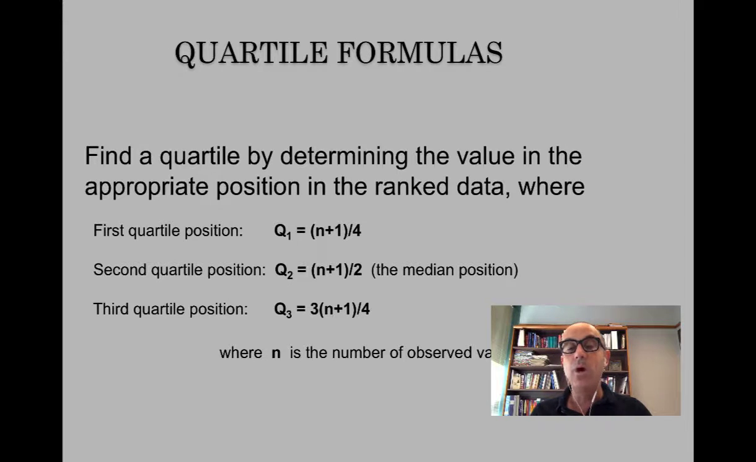So the formula for the quartiles is Q1, quartile 1, equals n plus 1 divided by 4. Quartile 2 is equal to n plus 1 divided by 2. Quartile 3 is equal to 3 multiplied by n plus 1 divided by 4. N is the number of observed values.